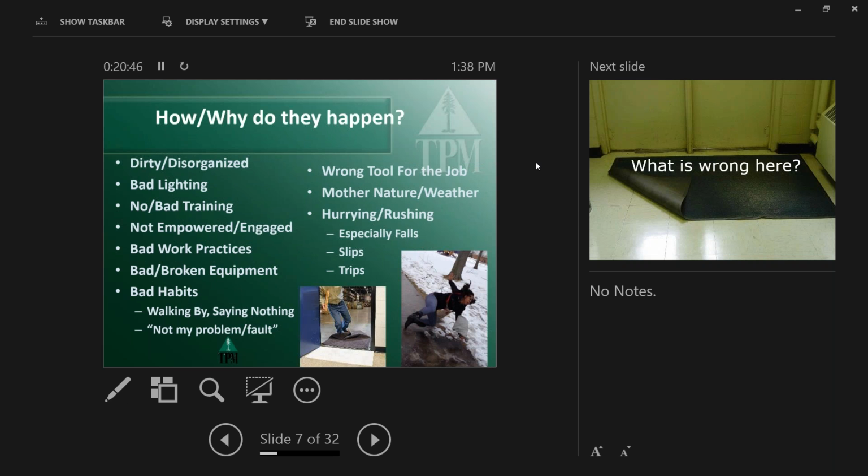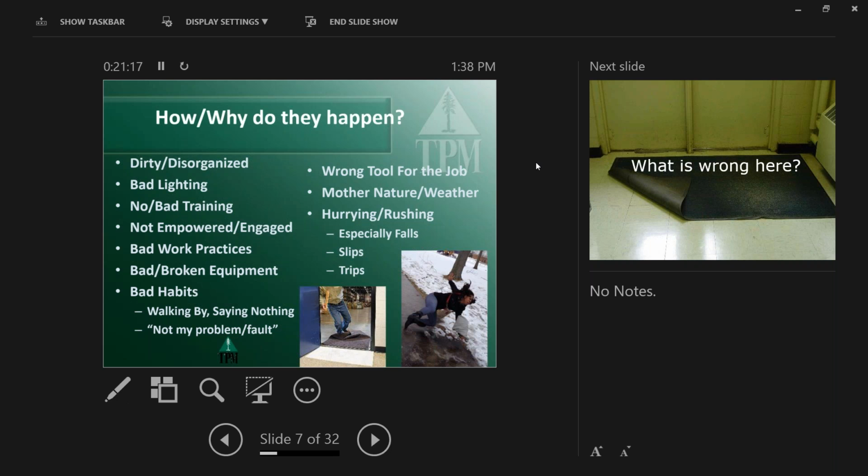So how do they happen? We're going to talk about, there's going to be a lot of pictures through this, pictures of my accounts, and then pictures from folks that are not my accounts. But I started breaking down why in our industry these things are happening. It being dirty or disorganized, or there's product or broken boards or strapping, or just dirty and disorganized, no question is one of the most common causes.